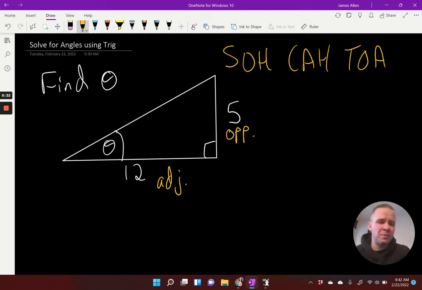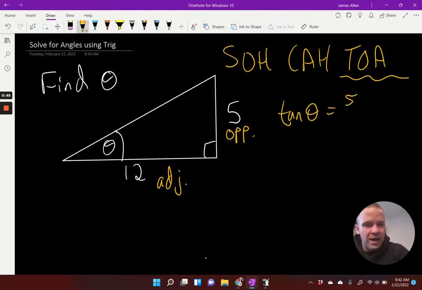So if I'm thinking about that SOHCAHTOA life, I'm looking at my tangent. That's my opposite over my adjacent. Tangent, opposite over adjacent. Now, what I've got here is tangent of an angle is equal to 5 over 12. Okay, so let's see what we're working with here.